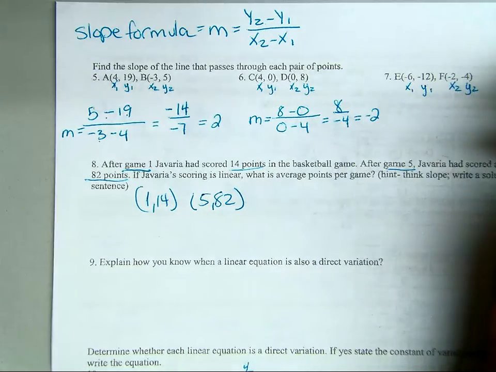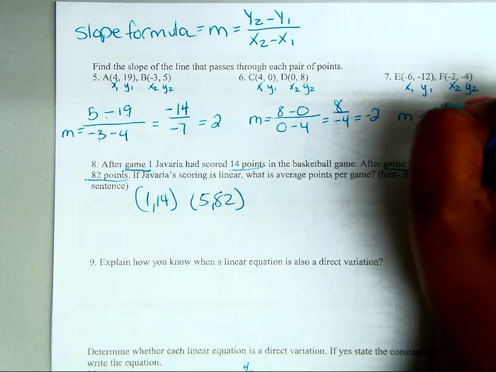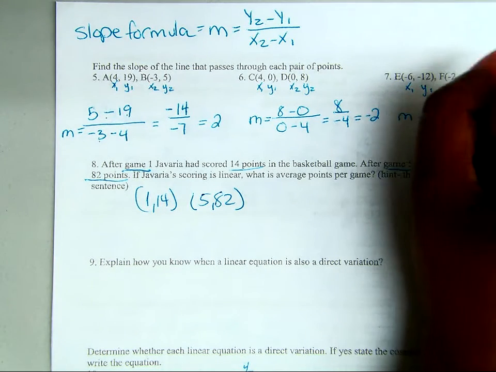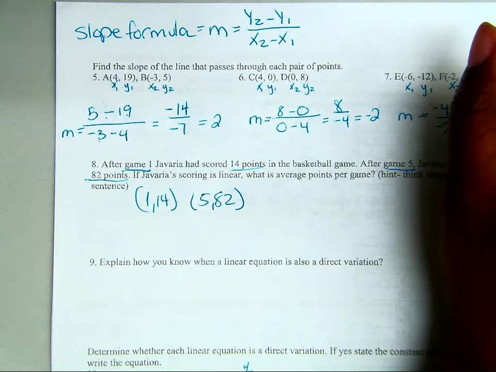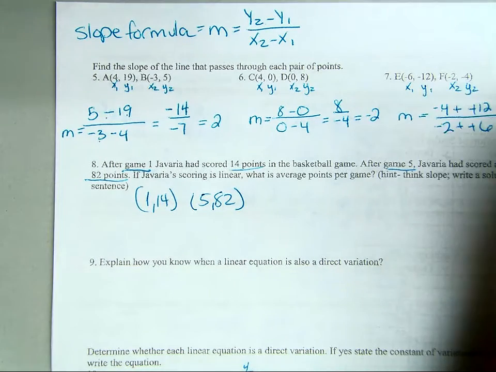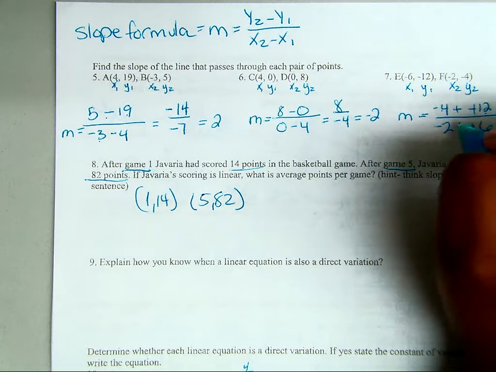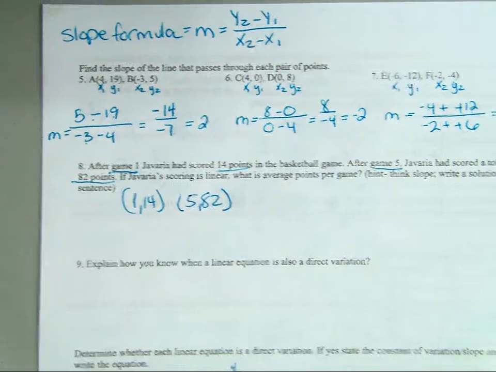Let's do this one. m equals negative 4 minus a negative 12 over negative 2 minus a negative 6. Two negatives make a positive. Here we go. Positive 12, negative 4. My answer is going to be positive, and that's going to be 8. Positive 6 and a negative 2. My answer is going to be positive, and that's going to be 4. This equals positive 2.